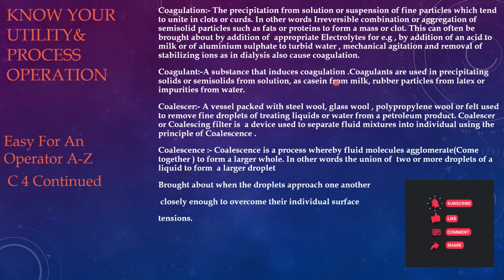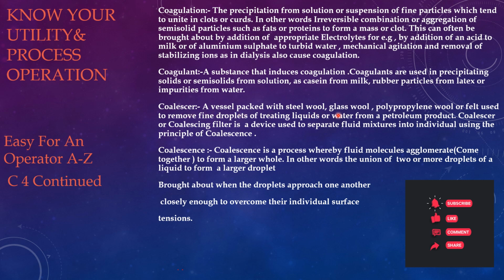Coagulants are used in precipitating solids or semi-solids from solution, such as casein from milk, rubber particles from latex, or impurities from water. It is used in every treatment of raw water. Coagulants are used to remove impurities or turbidity from the water by means of coagulation. If the iron content is high in raw water, it can be removed by using alum or a coagulant. You can see another important terminology in C, coalescer.